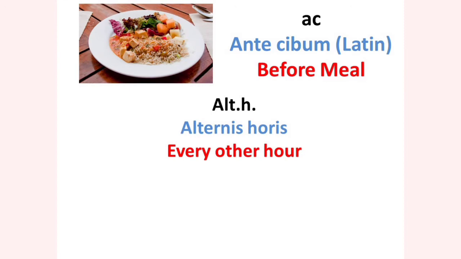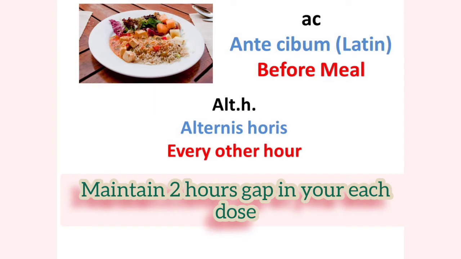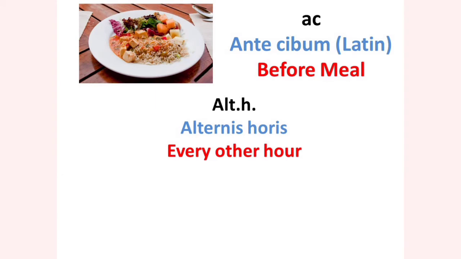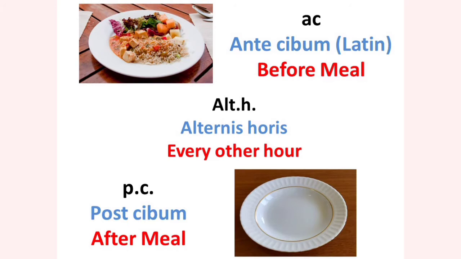And another is ALTH, which means alternis horis in Latin, and in English it is every other hour. Sometimes the examiner may ask for some abbreviations in Latin words. That's why I have mentioned it in Latin as well as in English. Every other hour. If you have taken your medicine at 7 a.m., then you have to take your medicine at 9 a.m., because you have to take it in alternate hours. Another is PC, which means post cibum in Latin, and in English it is after meal.